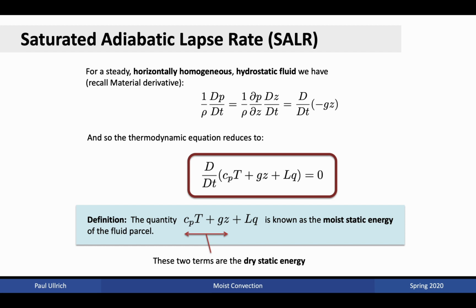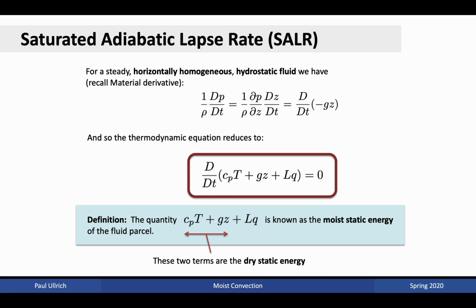Using this, we can then plug this left-hand side term into the second form of the thermodynamic equation in order to obtain a single quantity that is conserved following the fluid parcel, equal to CpT plus gz plus Lq. This quantity is known as the moist static energy of the fluid parcel.